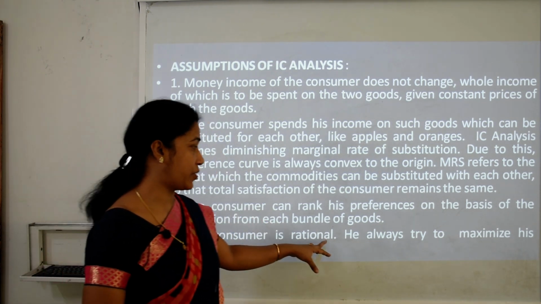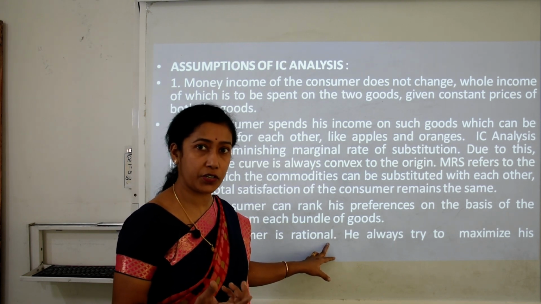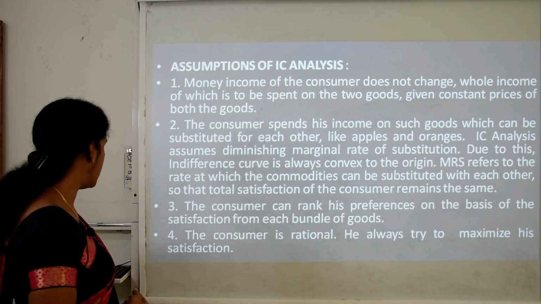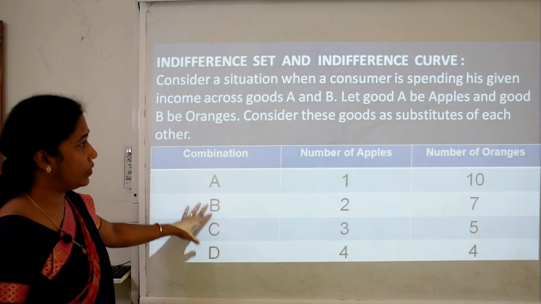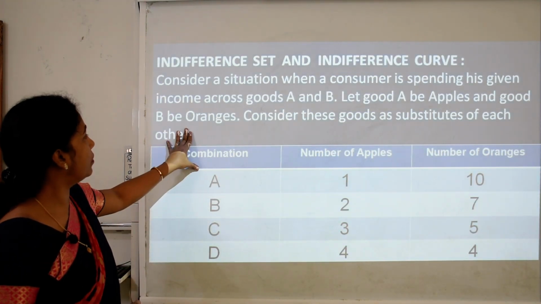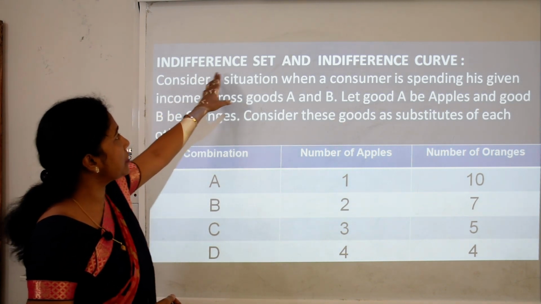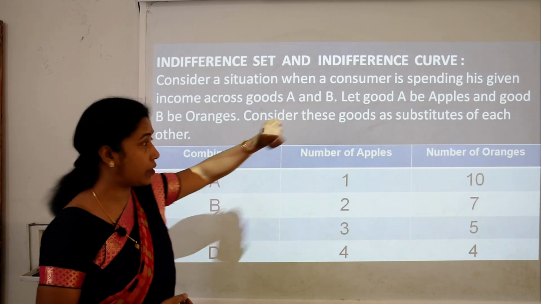The consumer is rational. We say the consumer is always rational. He takes all his decisions wisely, so he always tries to maximize his satisfaction. Now I'll try to teach you with this tabular presentation. It is indifference set and indifference curve.